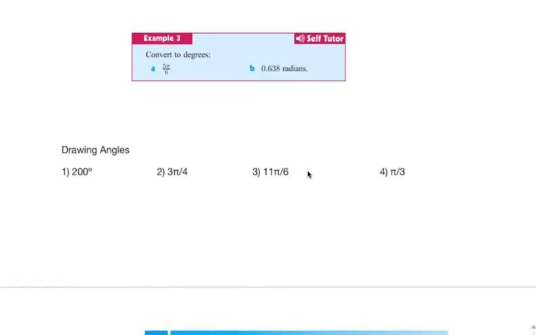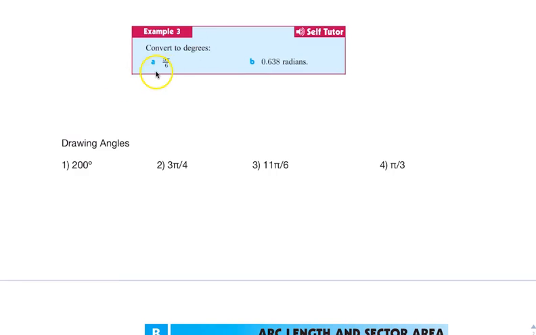How about going the opposite way? Convert from radians to degrees. So if we want to go from radians to degrees, I notice it has a pi in there, so I want to get rid of it. So when you go from radians to degrees, pi should be in the bottom. So 5 pi over 6. Multiply that by 180 over pi to get my degrees.